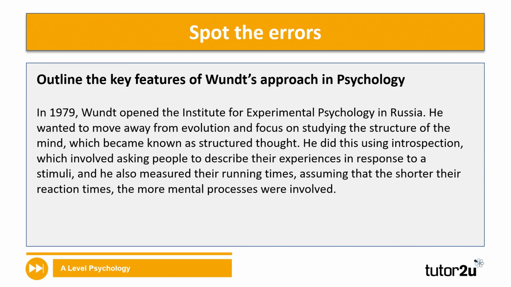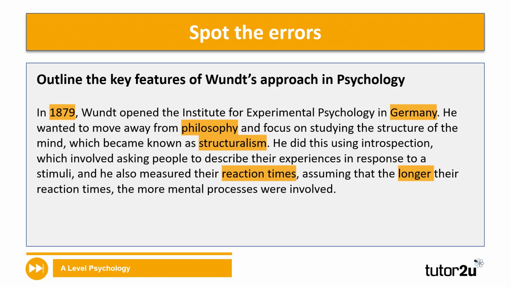In this last task, pause the video for a further 5 minutes and read through the answer on the screen, which contains a series of errors. Your task is to find the errors and fix them on your worksheet so that you can end this lesson with a good outline of Wundt's approach. There were 6 errors in total, and we can take a look at these now.